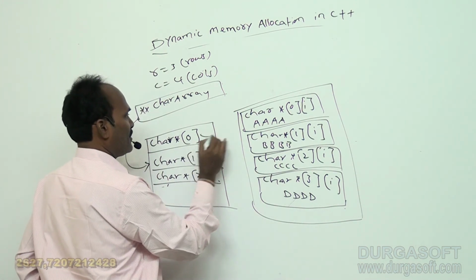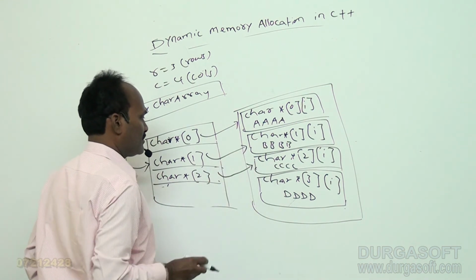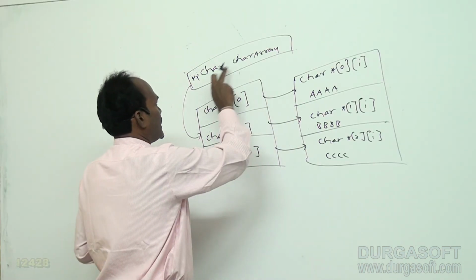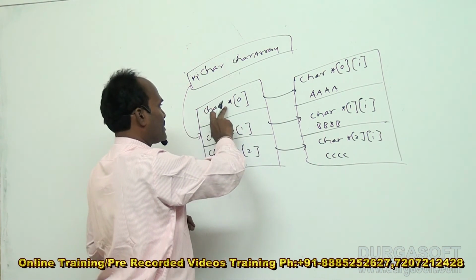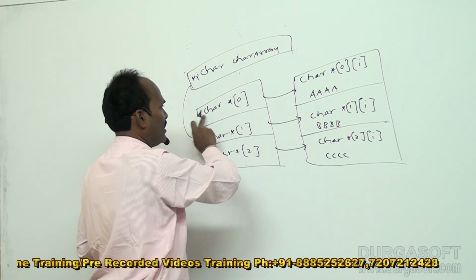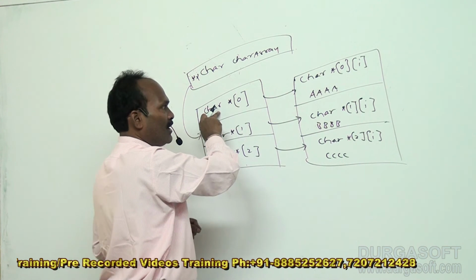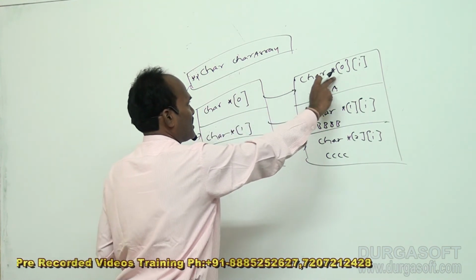So this will be pointing to this one, this will be pointing to this one, this will be pointing to this one. So this double pointer will be pointing to these rows, like character star of 0, star of 1, star of 2. So it is pointing to the starting location, and each and every row in this arrangement will be pointing to these individual elements like character star 0 I.